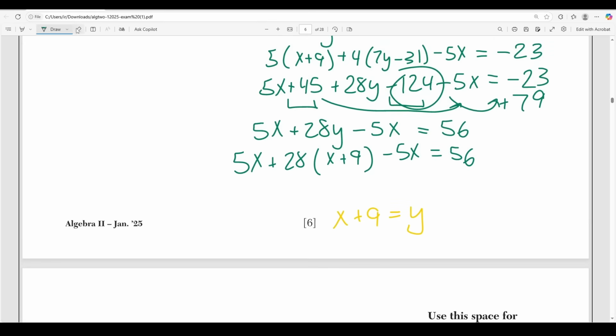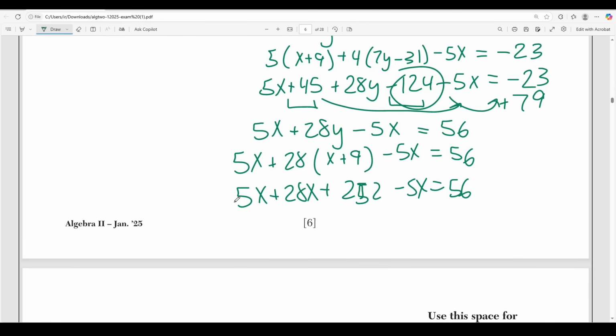Now what I can do is distribute this 28 on the outside, okay? So I'm left with 5x plus 28x plus 9 times 28, 28 times 9, which is equal to 252. 252 minus 5x is equal to 56. So 5x plus 28x, 5 plus 28 is equal to 33. And I'm left with 33x minus 5x, so 33 minus 5 is again 28.